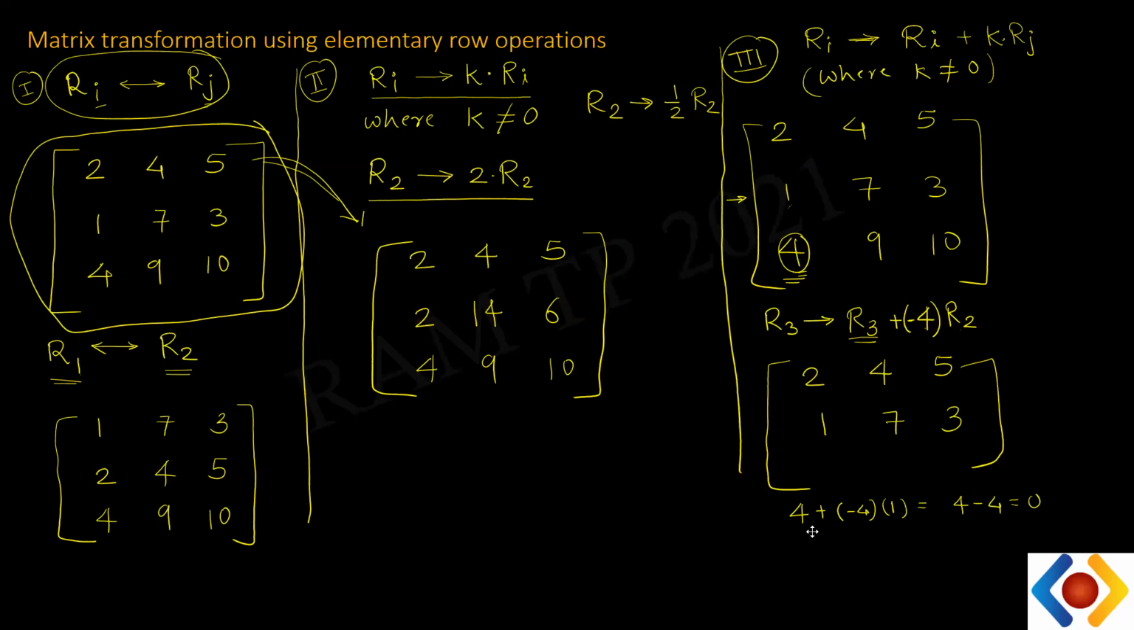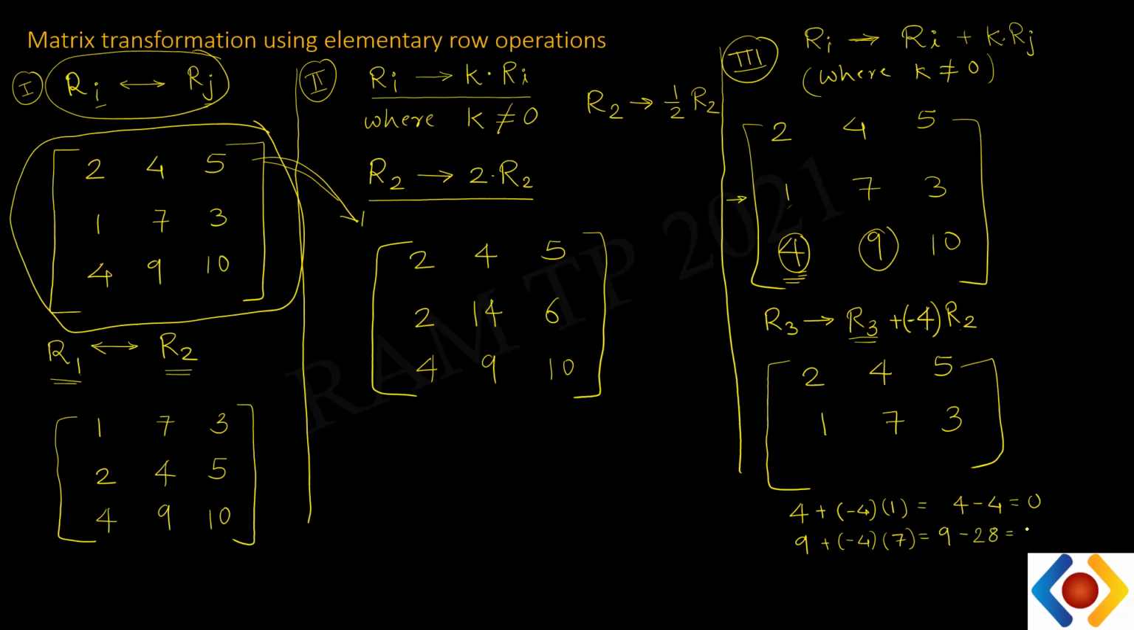Yes, sir. Let's think about the second element. So this one, 9. Let's go step by step. Plus -4 times the corresponding element from row 2. What is the corresponding element? 7. Very good. So this is going to be 9 minus 7 fours are 28.